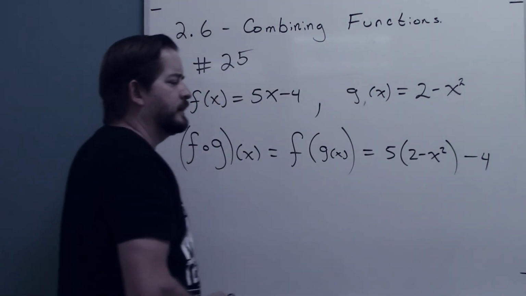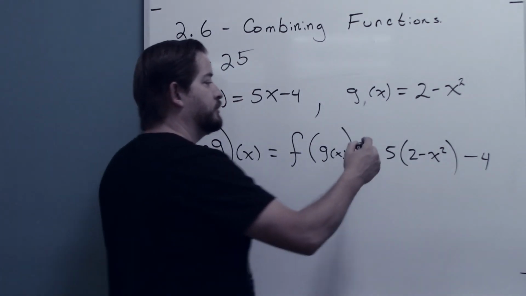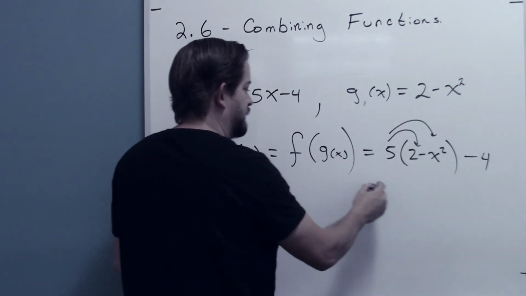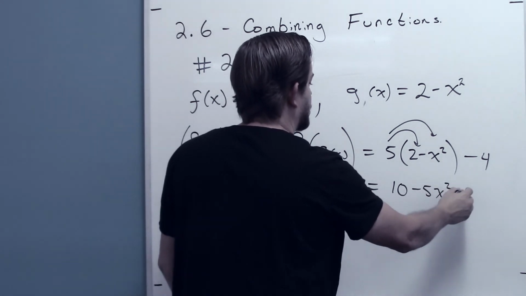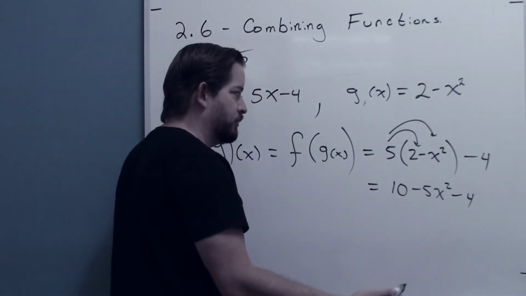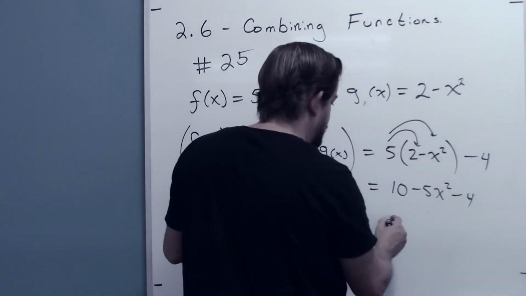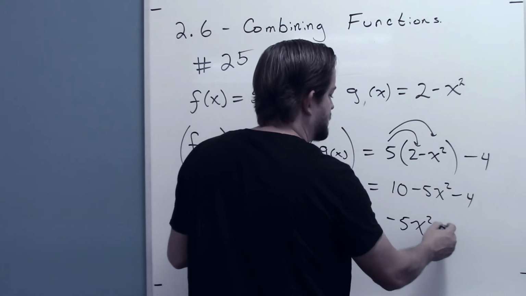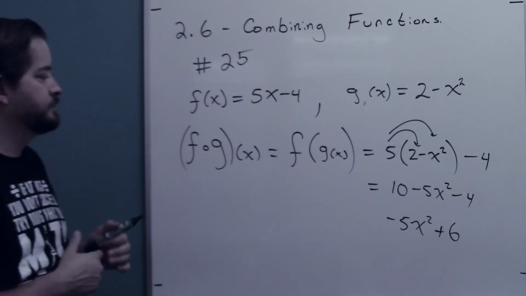And so it asked you to write it in descending order, so you'd want to expand this. So I get 10 minus 5x squared minus 4. To put it in descending order, I can combine my 10 and negative 4, so I have a negative 5x squared, but then 10 minus 4 is plus 6, and that's my solution. Okay.